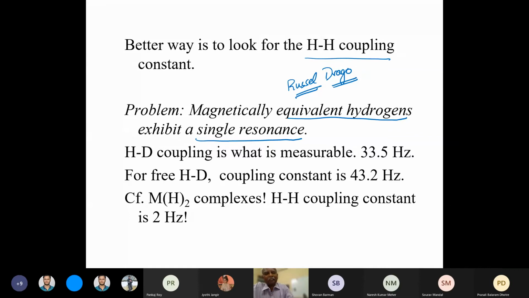So if you make the HD, then you can measure the coupling constant, and that turned out to be in many complexes in the range of 33 hertz. Now 33 hertz is very close to 43 hertz, which is what is observed for free HD gas. Okay, the coupling constant is 43.2 hertz, and for the complex, this HD coupling measurable in the complex is around 33 hertz.